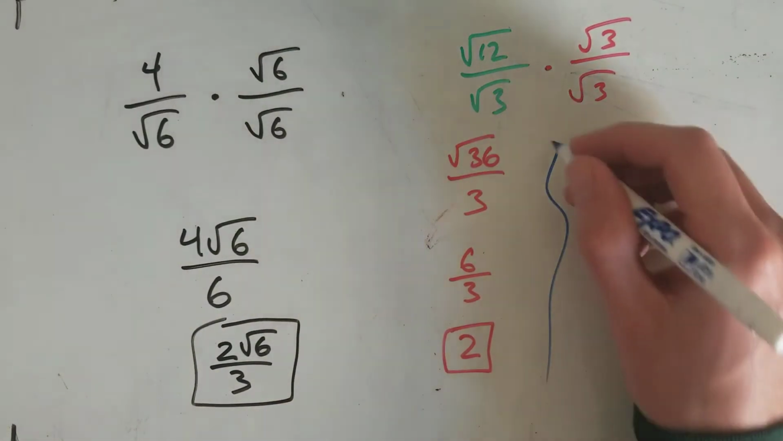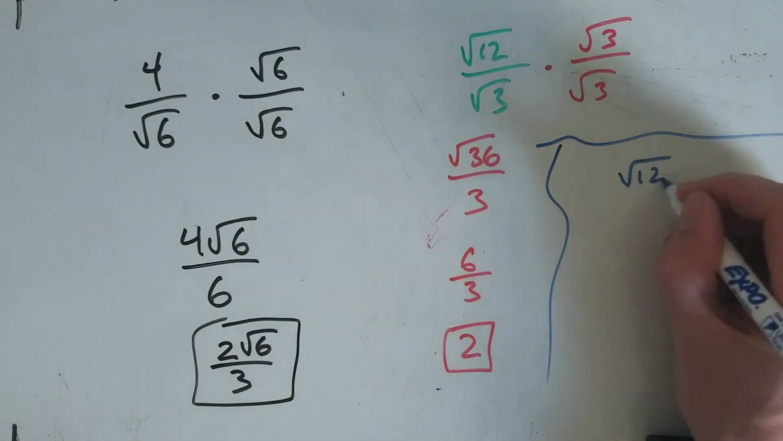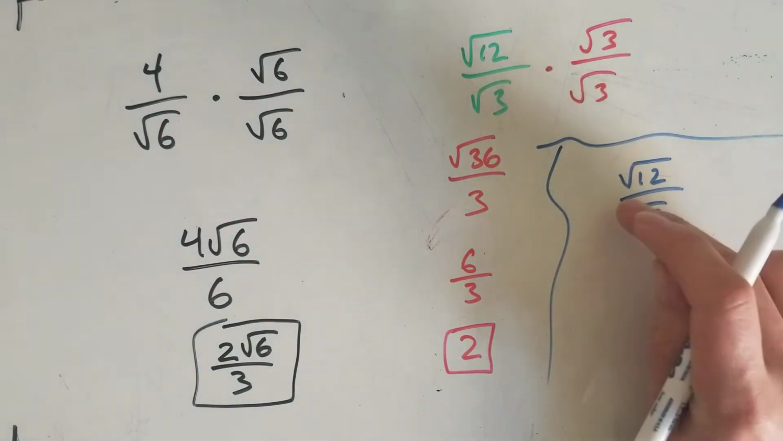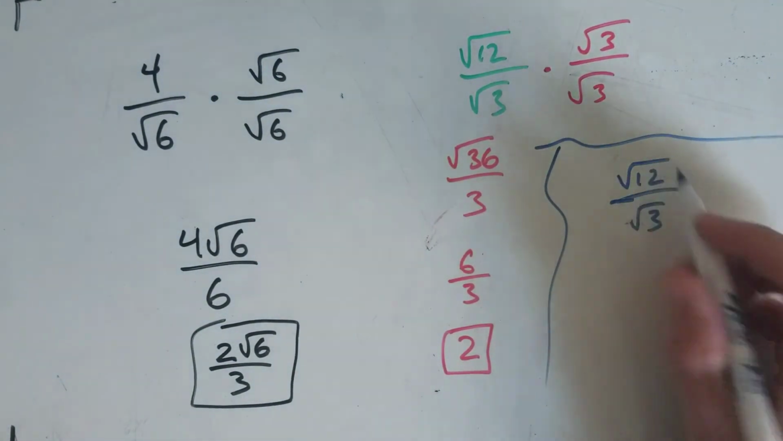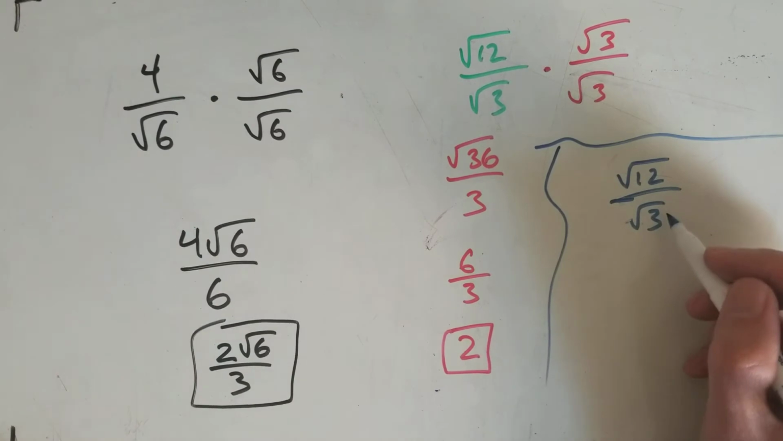Another way, a little sidebar, and if you saw this, great. If you didn't, that's perfectly fine too. As you have more practice, you'll start to recognize things. Remember that property we have? We can go backwards with it.